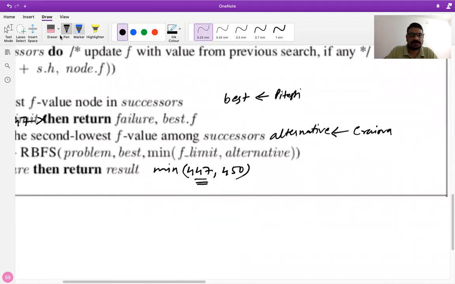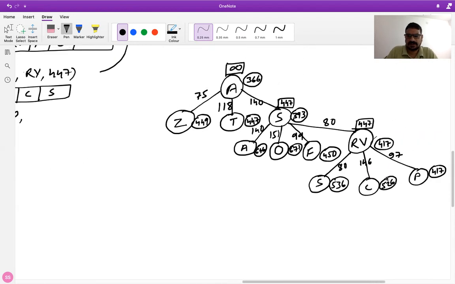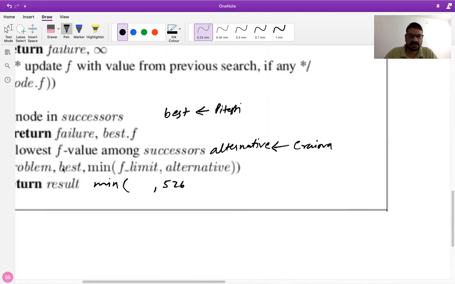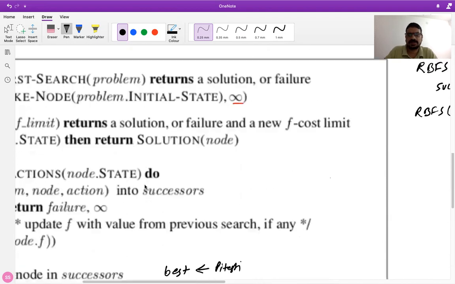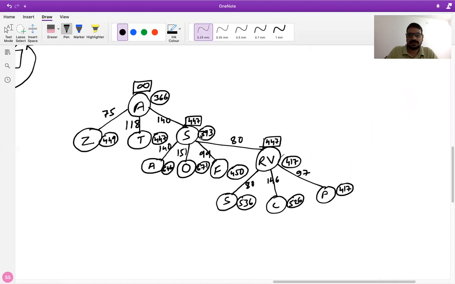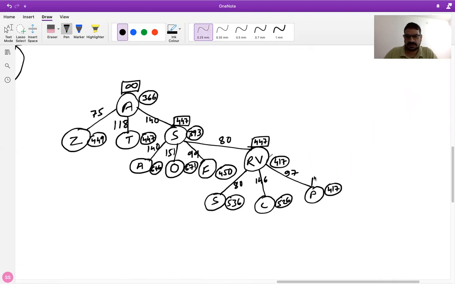The F limit will be, just calculate the F limit. What is the second best I have? Sarajevo, and for that it is 526. 526 will be compared with the 447 F limit. What is minimum? So definitely 447 is minimum. So the limit is the same, 447, and we'll explore this one.